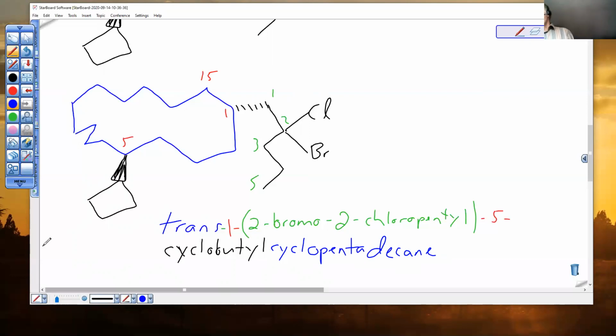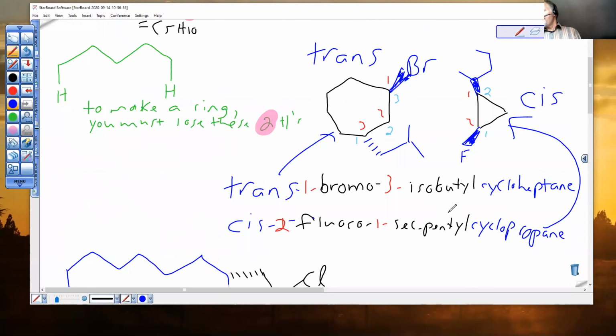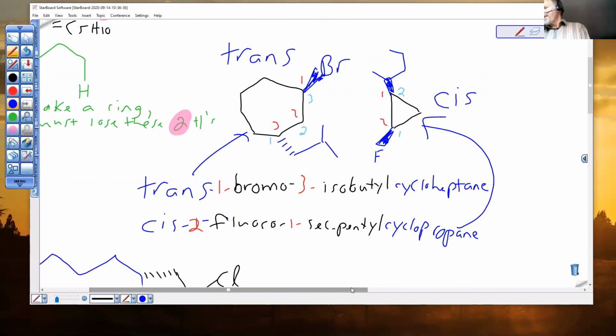Why is it trans? One of the groups is a dash, one's a wedge. When do we have cis? When they're both wedges. I will redraw that molecule just to show you. You can also have cis with double dash. And we got this dash, methyl, and dash with a terrible looking F.